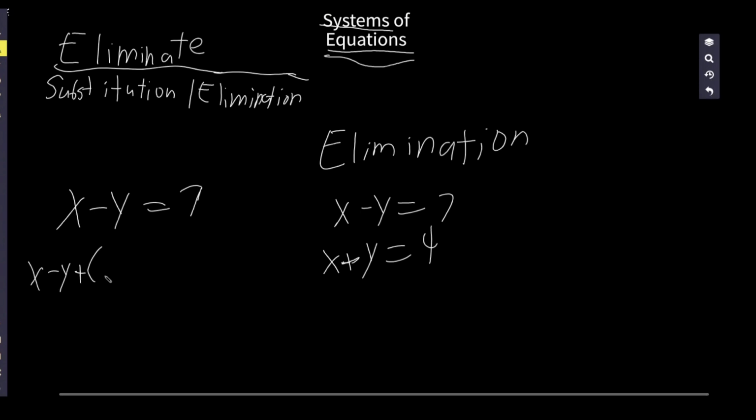So plus x plus y, so you get 2x. Now you've eliminated one variable already, so you can see how this can be a pretty nice shortcut. But what about on the right-hand side? What do we do here?